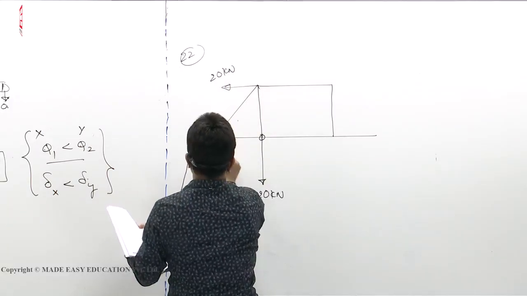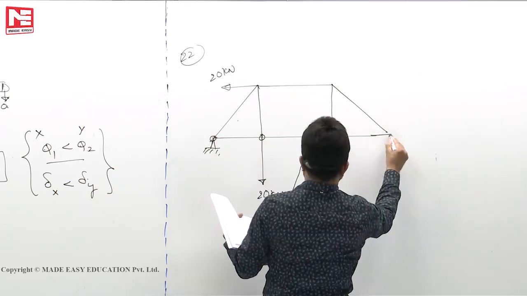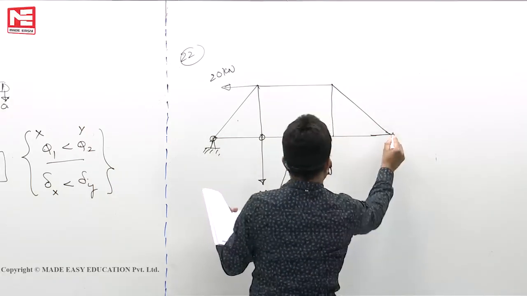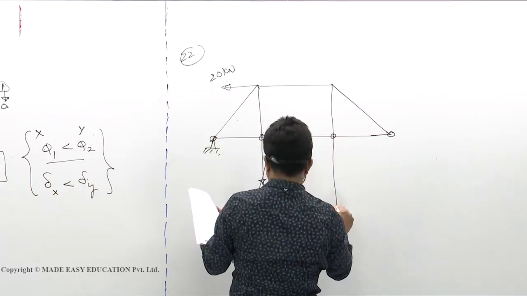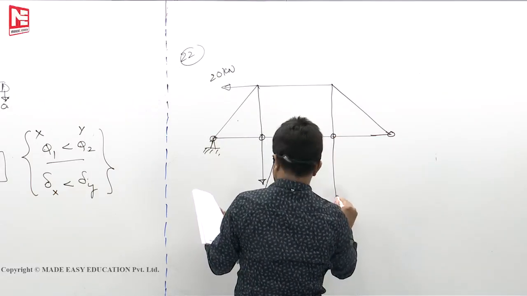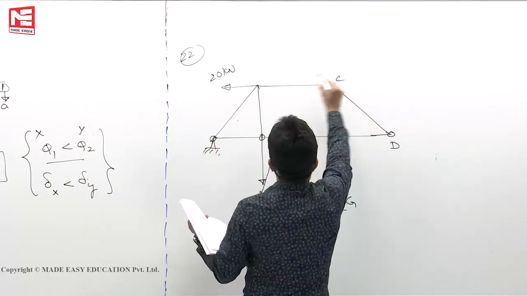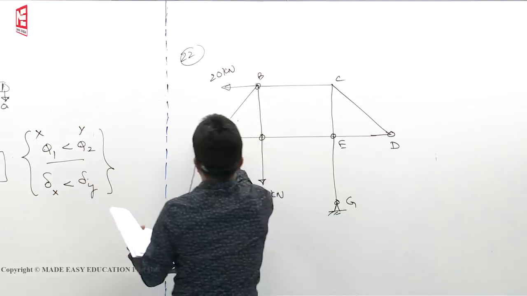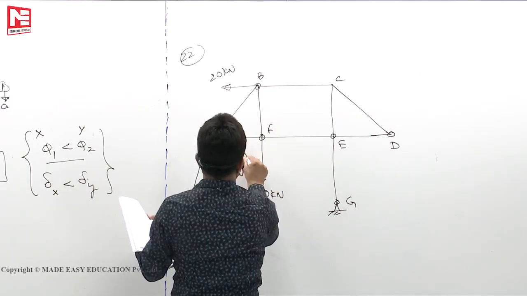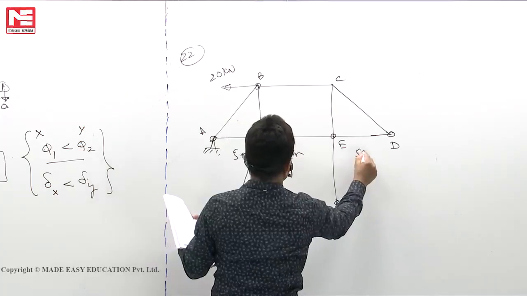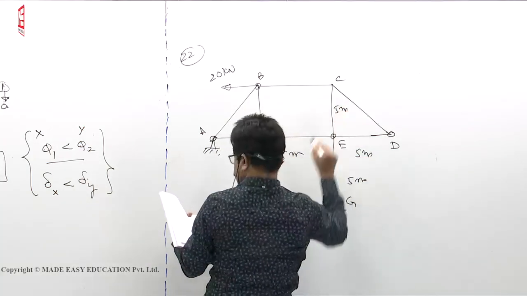This is a hinge support. Here overhang, and here it is continuing, G. This force is G, E, D, C, B, A. This point is F. All distances are 5 meters, 5 meters, 5 meters. This is also 5 meters. Height is also 5 meters.